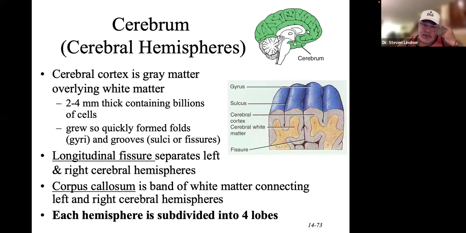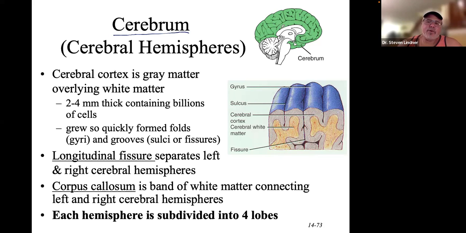Hi, class. Let's take a look at the cerebrum now. And remember, let's not confuse cerebrum with cerebellum. What we see here in green in the upper right, all of this is cerebrum. And there are different divisions of it.